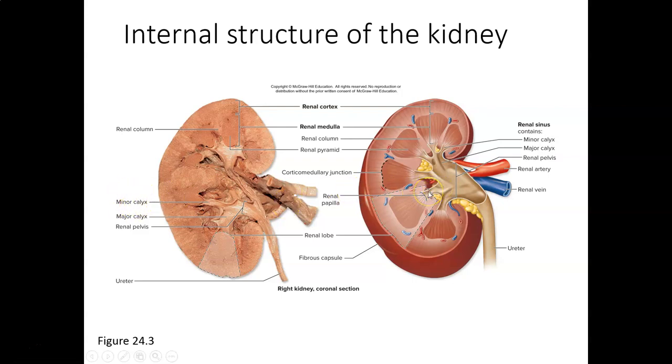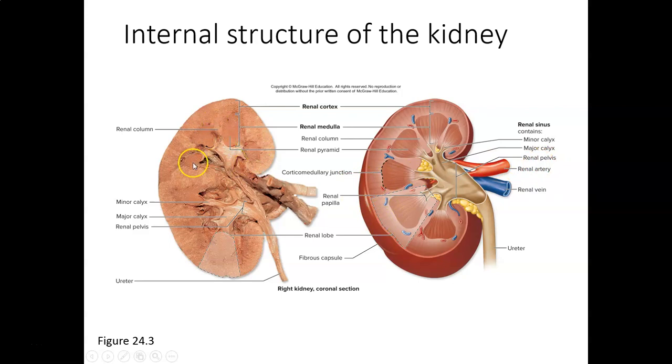And then the minor calyces merge together to become the major calyx, and the major calyx continues to converge. Then it becomes the biggest part right before it empties into the ureter. It is called the renal pelvis. Okay, so that's on the diagram side.